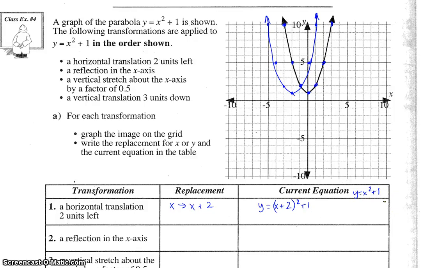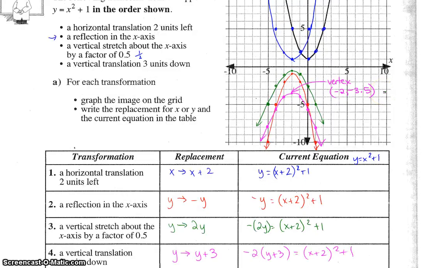All right, so you guys go ahead and continue on with reflection in the x-axis, vertical stretch about the x-axis by a factor of 0.5, or think of that as 1/2, and a vertical translation 3 units down. Okay, and fill in the table as you go as well. Use different colors, it will make things easier, and we'll check back and see if we have the same thing.